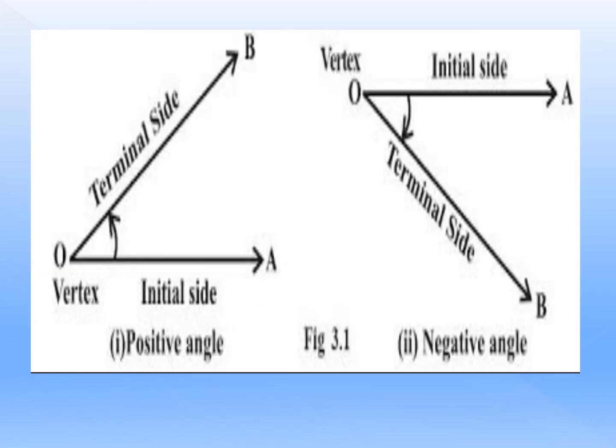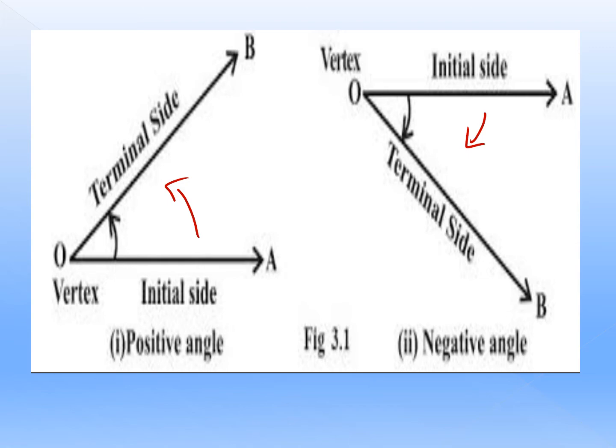For this one, we have the angle AOB. The initial side is OA, while the terminal side is OB. For a positive angle, as you can see, the rotation is this one. While for a negative angle, the rotation is this one. Still, the initial side is OA, and the terminal side is OB.